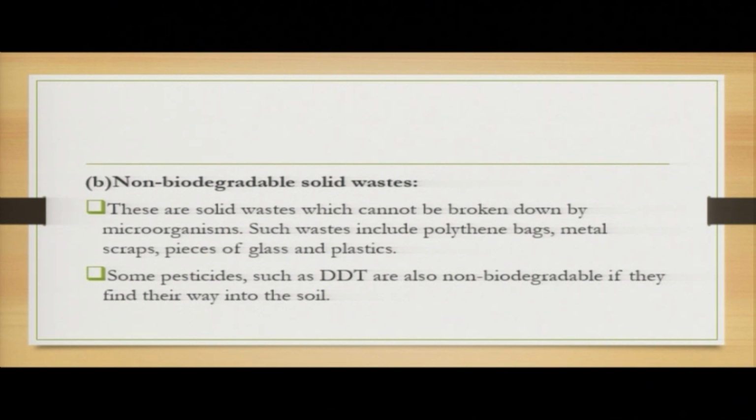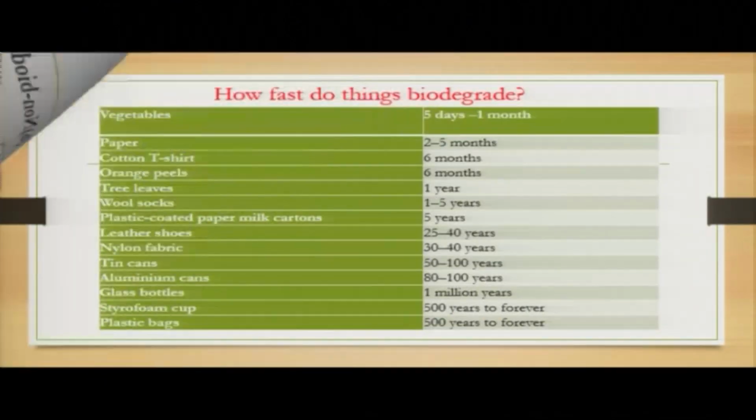These are solid wastes that are non-biodegradable. Some pesticides, such as DDT, are non-biodegradable if they find their way into the soil. But are the pesticides in solid form? That is something we need to ask. There are some which are in solid form, like in powder form, and there are some which are in liquid form. So it is important to note that these pesticides get into the atmosphere, get into the environment, and they are non-biodegradable. So you need to note that.